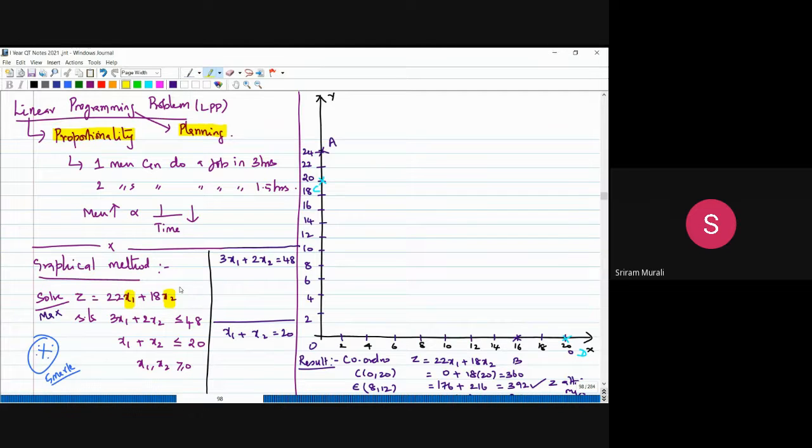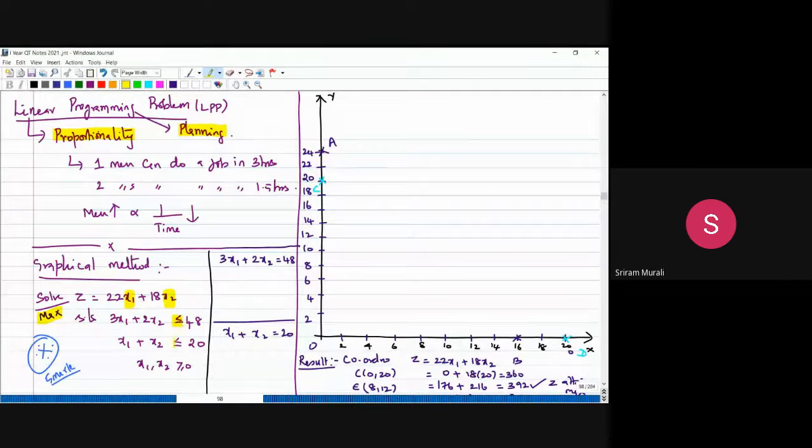So we have to first see what type of problem it is. Check whether the problem is to maximize or minimize. This is step number 1 to verify. It is a maximization problem, subject to 2 constraints. Constraint number 1 is 3x1 plus 2x2 is less than or equal to 48, whereas this one is x1 plus x2 is less than or equal to 20.